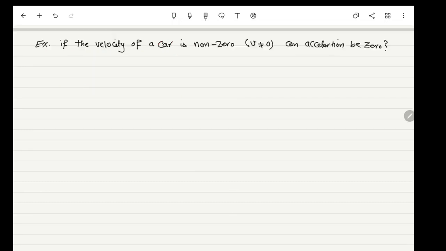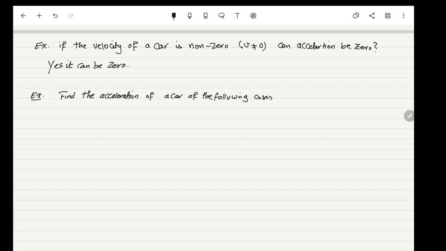Let's have this example here. If the velocity of a car is non-zero, v is not equal to 0, can the acceleration be 0? To answer this, yes, it can be. An example: an object moving with constant velocity has non-zero velocity, but it has 0 acceleration since the velocity is not changing. So yes, it can be zero.